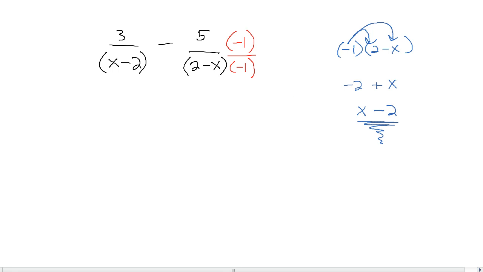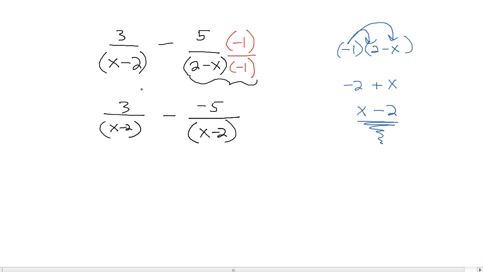So over for this problem, all I have to do, now I've got a common denominator, because this is still 3 over x minus 2 minus, and now I've got a 5 times a negative 1, that's a negative 5, over this together turns into x minus 2.